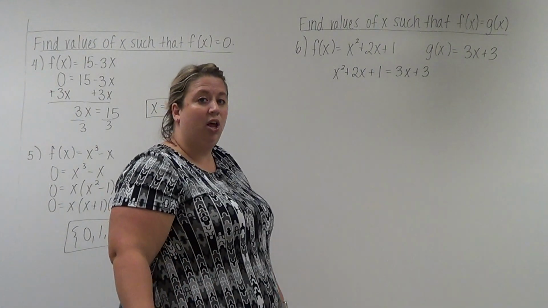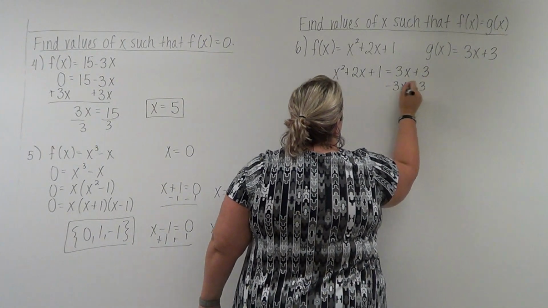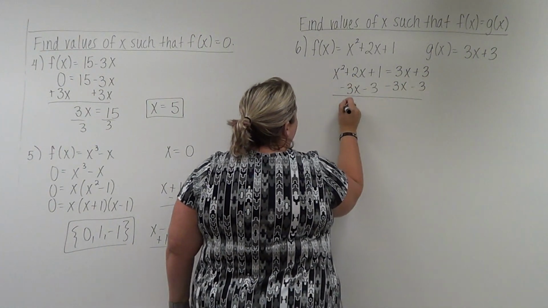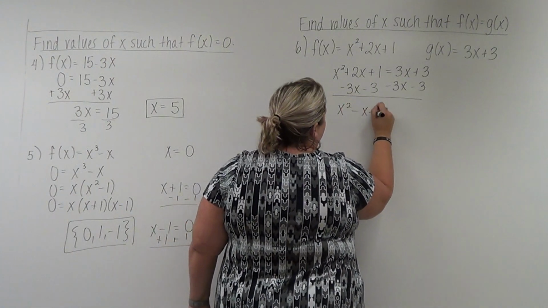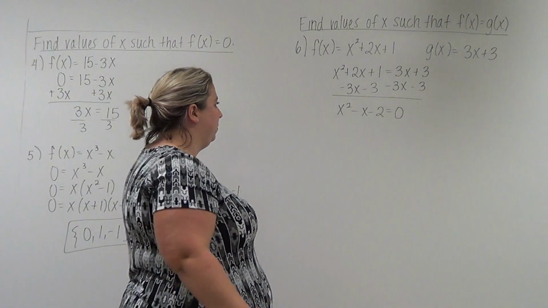Okay, so then I would just solve it. So I need to get everything on the same side. So I'm going to subtract 3x and I'm going to subtract 3. So I have x squared minus x minus 2 equals 0.